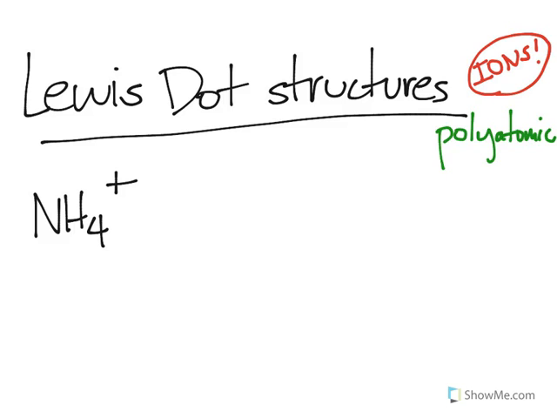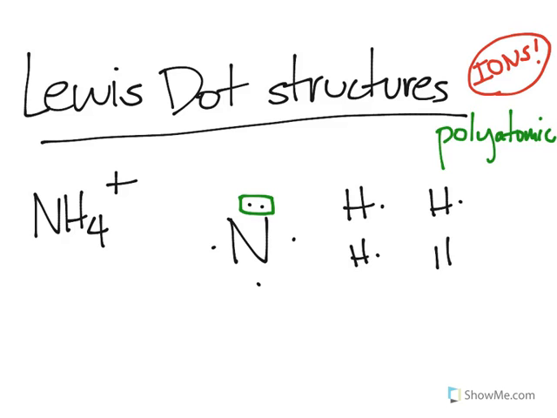So let's take a look at NH4 plus. Let's draw out all the components first. So nitrogen has 5 valence electrons, 1, 2, 3, 4, 5. Let's put a box around the lone pair. And 4 hydrogens. So 1, 2, 3, 4.